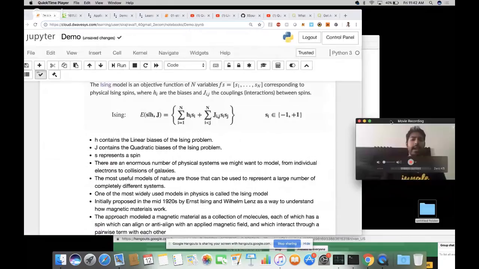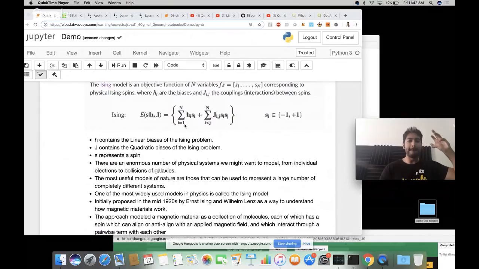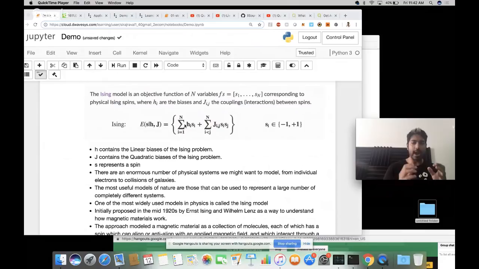And here's what everything defines here. So this E looking thing is sigma notation. And what we're saying is let's take the sum of all of the variables that are a part of our equation here, where n is the number of variables. And S represents a spin.